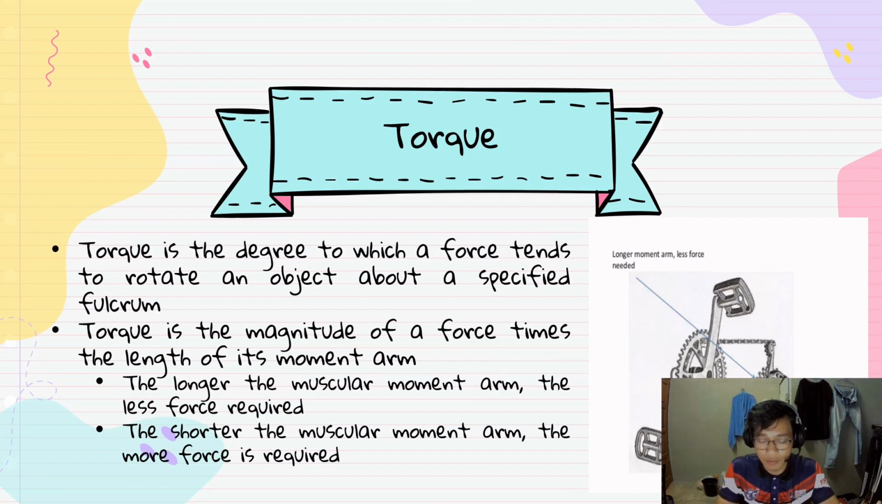So I'm going to give an example. A 10-pound force applied 2 feet from the axis produces the same amount of torque as a 2-pound force applied 10 feet from the axis. That's how torque works. And from the picture right here, this is a bicycle pedal. If the bicycle pedal has a longer moment arm, then the athlete needs less force to pedal the bicycle. And if the bicycle pedal has a shorter moment arm, then more force is needed to move the bicycle.